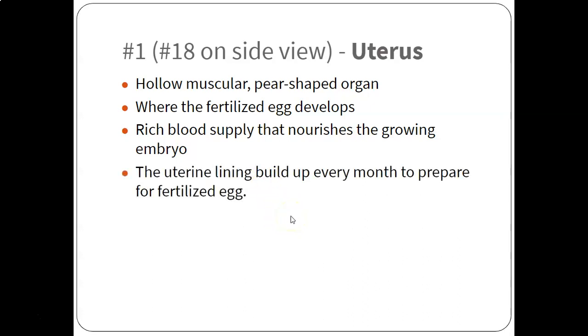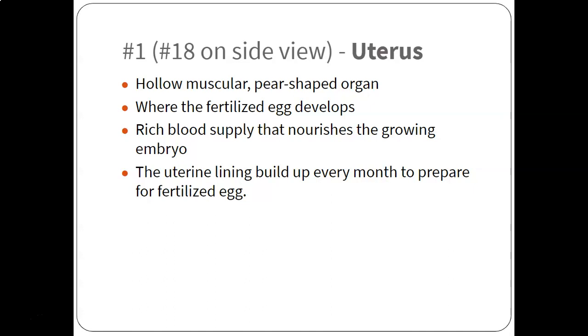Now, the uterine lining builds up every month. It thinks that there's going to be a fertilized egg. So it prepares every 28 days, approximately. Every woman's cycle is a different length. But it prepares itself every month to house this fertilized egg. And it's going, oh, this is going to be the month. I know this month is going to be the one where we have a fertilized egg.